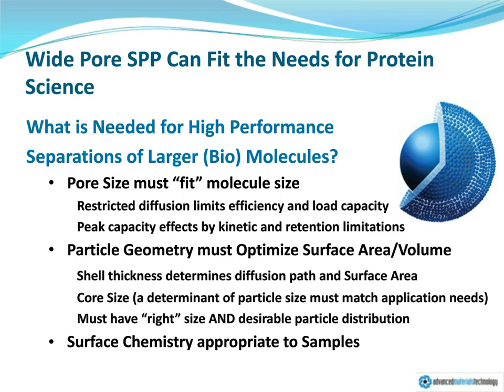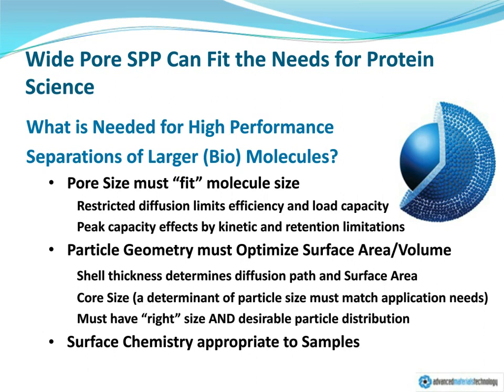So if we're to apply such materials, what are the needs in terms of the engineering of the materials to go into a chromatography column? Well, the first is we're now talking about larger molecules, so the pore size must fit molecular size, that is the hydrated volume that will be occupied by larger proteins or nucleic acids or peptides. If we do not have this, then restricted diffusion will limit the column efficiency and the loading capacity of the chromatographic material. The net effect of that being that peak capacity, the ability to resolve peaks, is going to be limited by kinetic and retention problems.